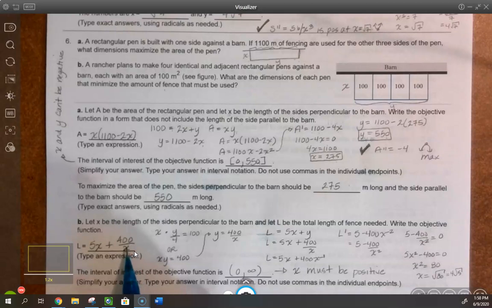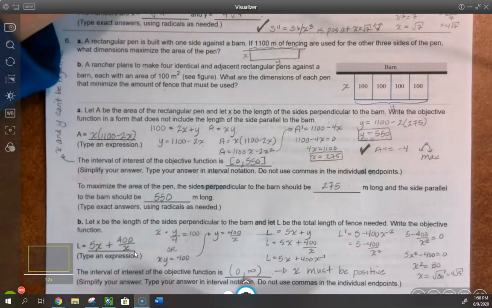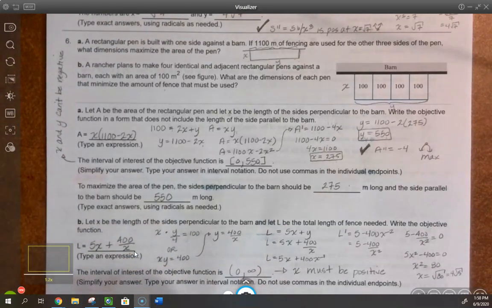Part B is a little bit more interesting. Part B says a rancher plans to make 4 identical and adjacent rectangular pens against a barn, each with an area of 100 meters squared. What are the dimensions of each pen that minimize the amount of fencing that must be used?